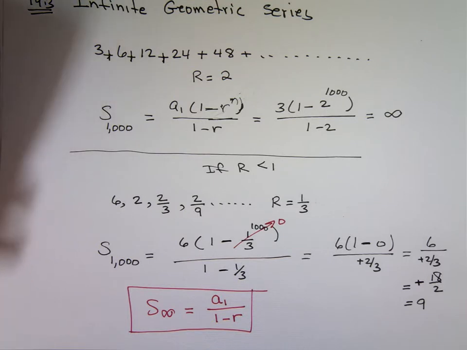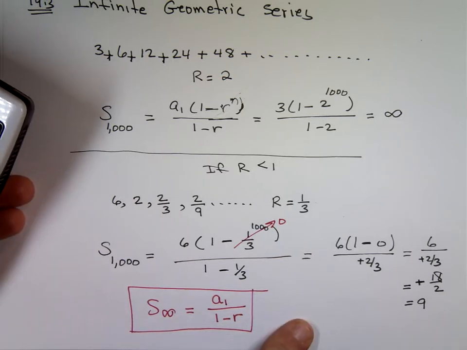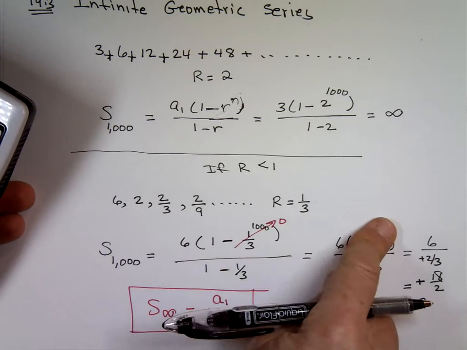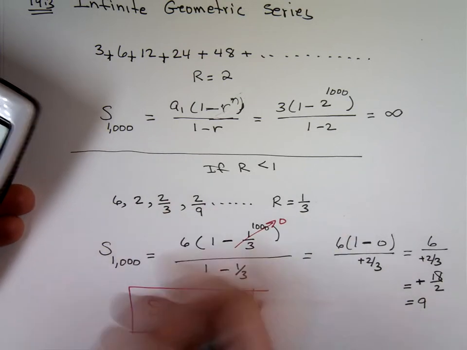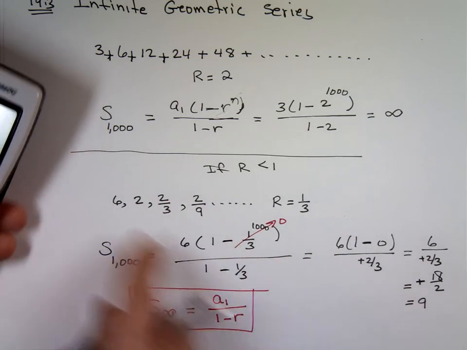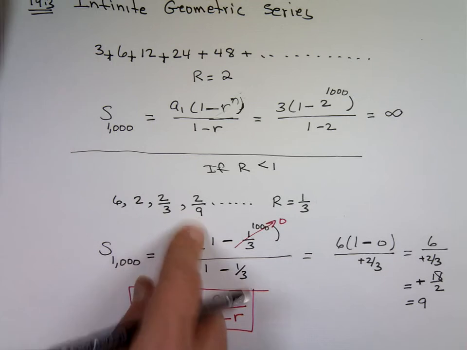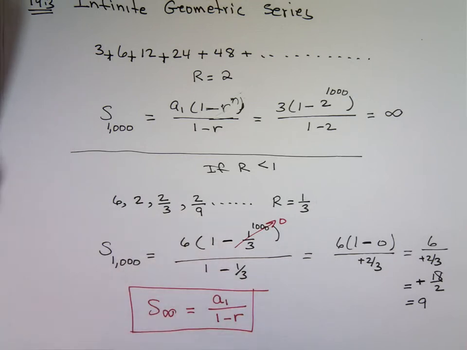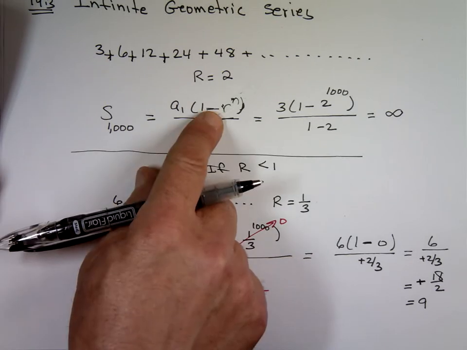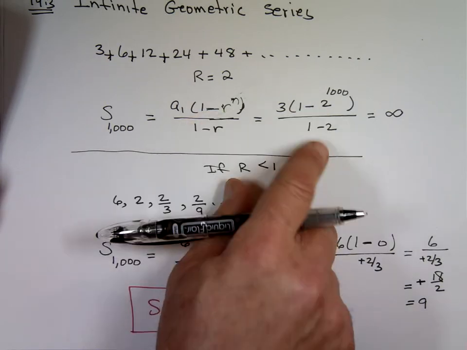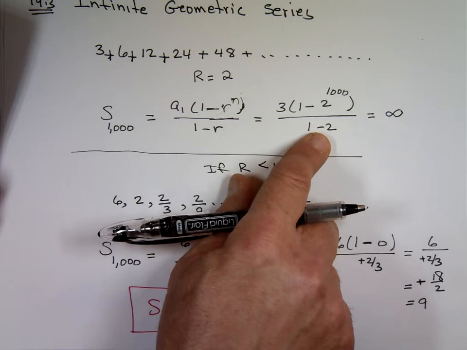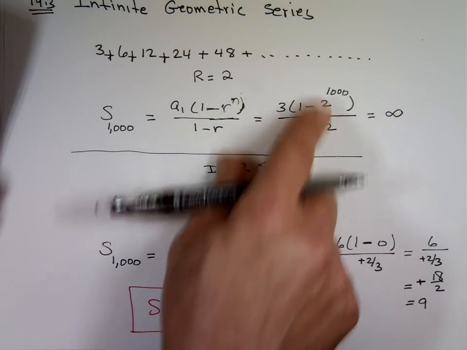Infinity is the same whether it's plus or minus, because the first one is a negative infinity. Well, we're adding the infinite summation, so you can't really have negative infinity. Look at the first one, the S1000. That 1 minus 2 is going to be a negative numerator, and so is this. So negative over negative is still positive.